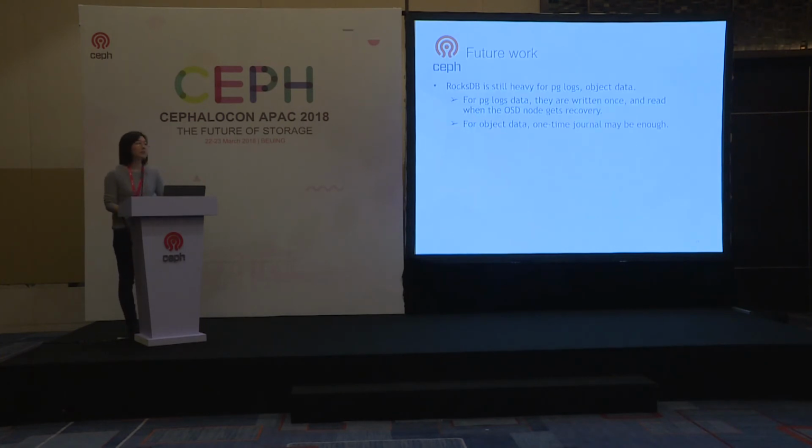This is the future work I would want to do, because for the PG log, every time the PG log is written to RocksDB, we read it only when an OSD node fails. When we want to do recovery, we read the PG log. So currently, in my opinion, RocksDB is too heavy for the PG log. Maybe we can provide some journal for the PG log, something like that. And for the object data, maybe RocksDB can work.